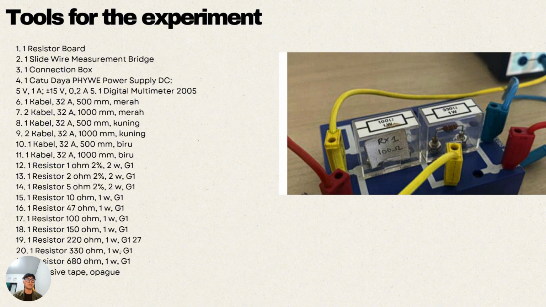The tools for the experiment are a resistor board, 1 slide wire measurement bridge, 1 connection box, 1 power supply, 1 multimeter, 1 red cable, 2 1000 millimeter red cables, 1 yellow cable, 2 1000 millimeter yellow cables, 1 500 millimeter blue cable, 1000 millimeter blue cable, 1 resistor of 1 ohm, 1 resistor of 2 ohm, 1 resistor of 5 ohm, 1 resistor of 10 ohm, 1 resistor of 47 ohm, and resistors of 100 ohm, 150 ohm, 220 ohm, 330 ohm, and 680 ohm. And the last is adhesive tape or a plug.